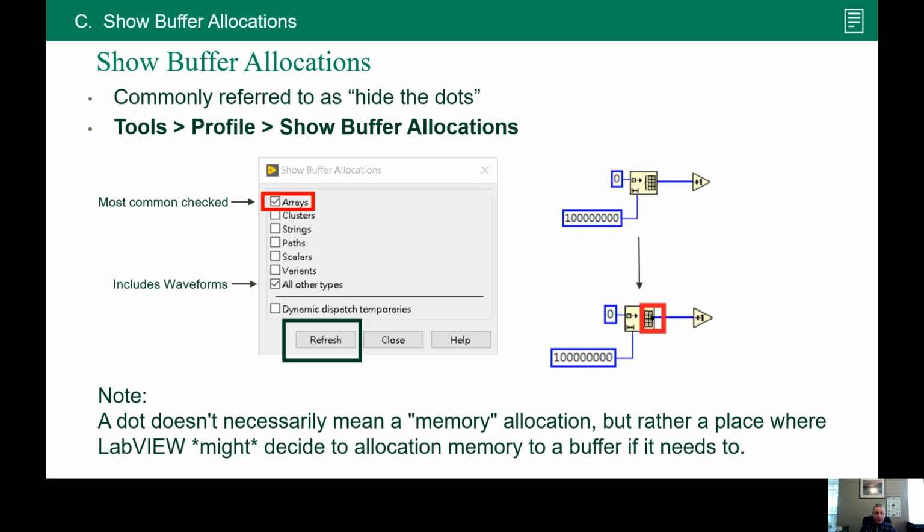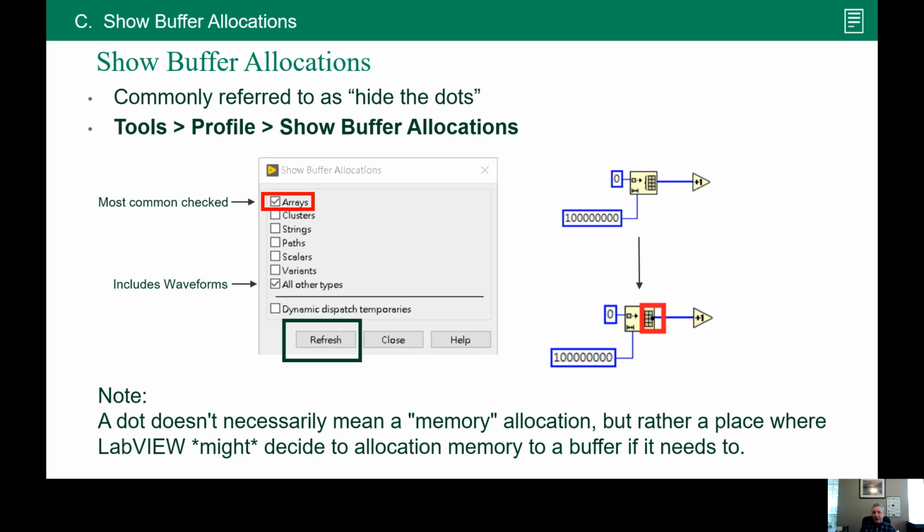Now, that is an extremely important use of the word may, because a lot of people see hide the dots and they think every single place that I see a dot is a memory allocation, and that is not true. That is a buffer allocation. That is a place where LabVIEW is indicating to you, the LabVIEW programmer, hey, this spot, when this code runs, I may decide to allocate memory at this spot. It doesn't mean that LabVIEW is absolutely going to do that.